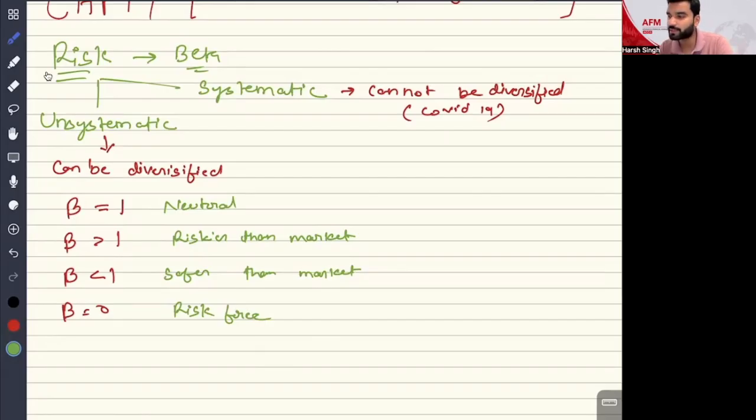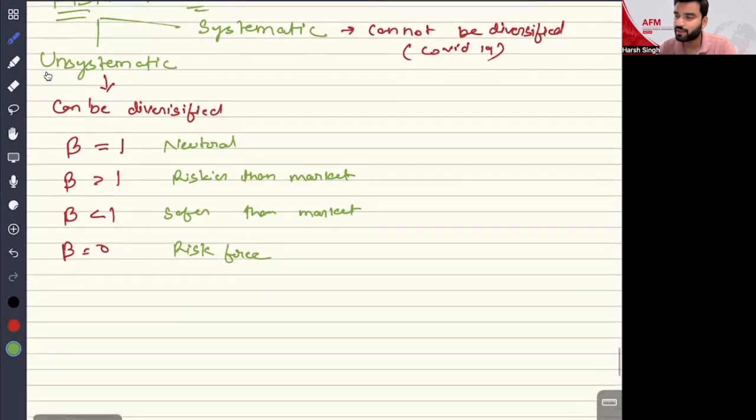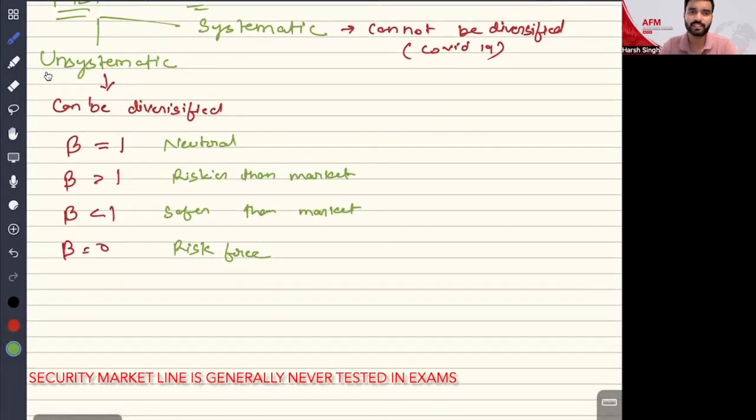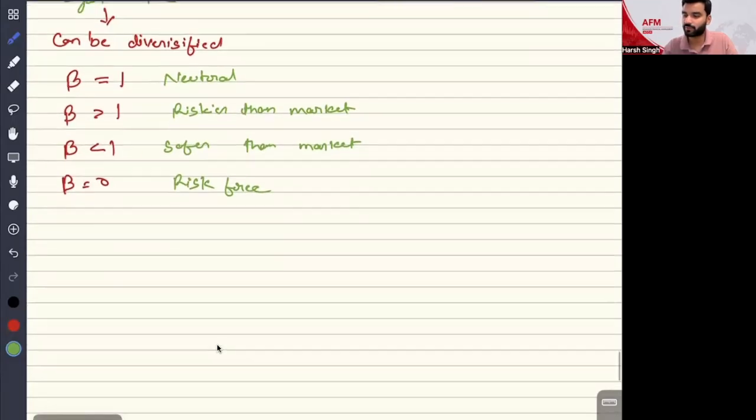There is one concept given in your study hub about the security market line. Basically, the security market line shows the relationship between the systematic risk and the required return. If there is any share or investment which is above the security market line, then it is fine. But if it is any share or investment which is below the security market line, it should be sold, because we are not getting enough returns on that. Generally not tested, but I'm telling you just for your use case.